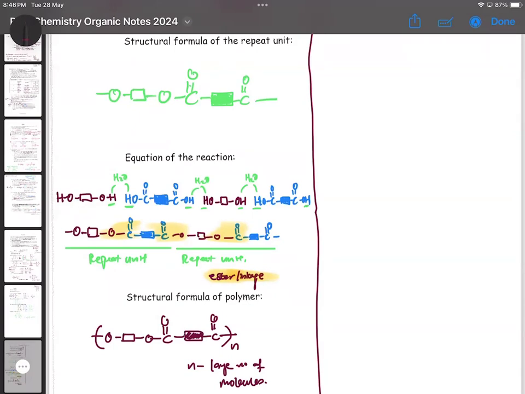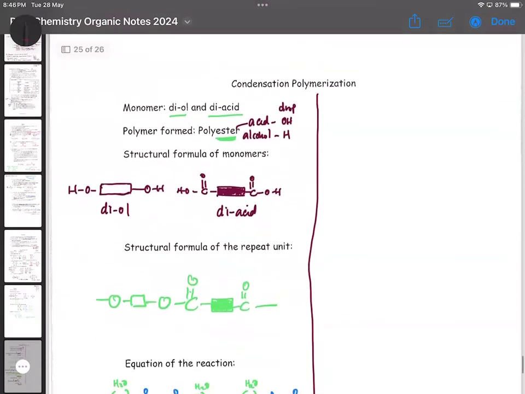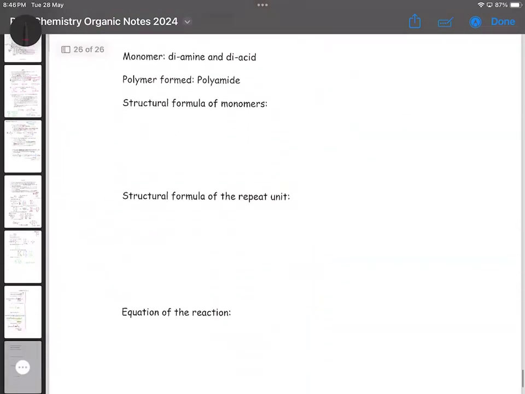Right, if there's no question, let's do the same thing for the last structure. In the previous case, we were doing polyester because there are a lot of ester linkages, so we call it polyester. Next page, same thing, help me divide this page into half.